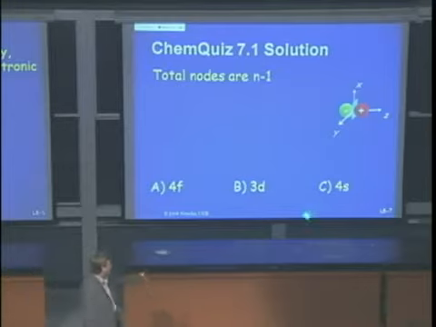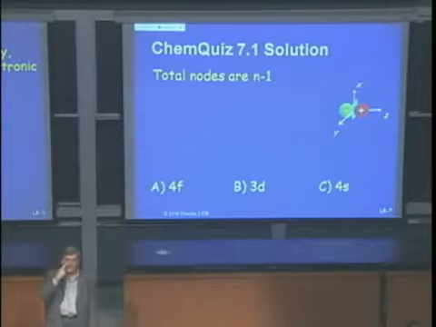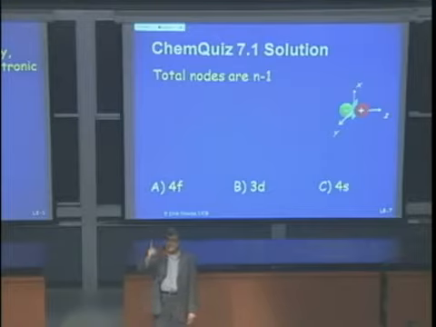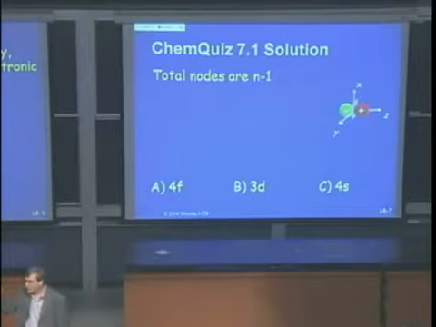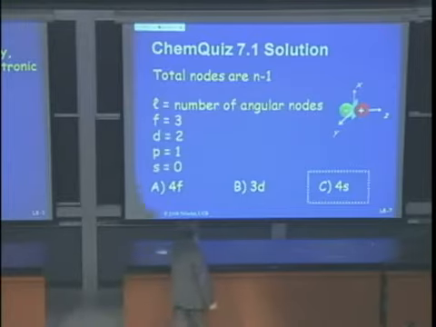All right. 4S. L is what? 0. Total number of nodes is what? 3. Total number of radial nodes? Total number of angular nodes? L is 0. Okay? All right, good. So that was the answer here, and with this 4S having 3 nodes, we have proven that.